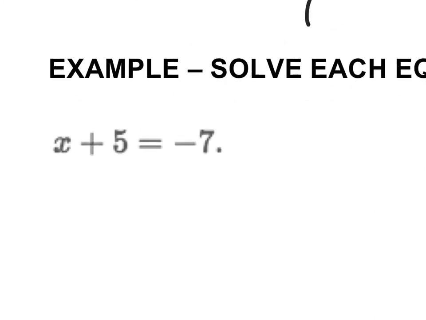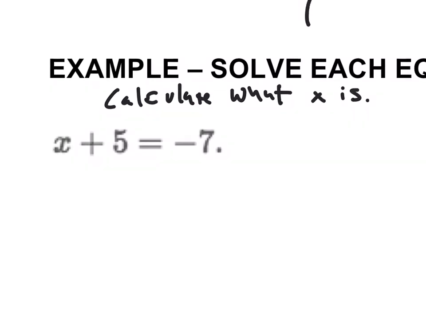Now, I have this equation, x plus 5 is equal to negative 7. Now, we're not checking to see whether we have a solution. We have to find the solution. So we have to actually calculate what x is, or whatever variable that we're using.